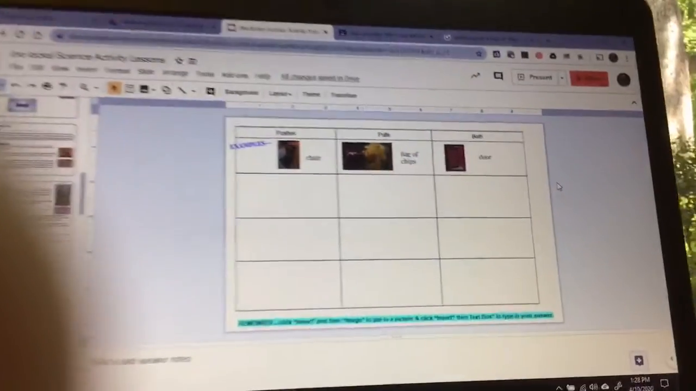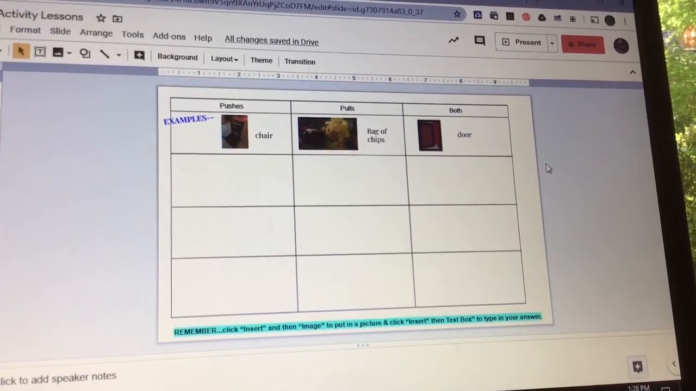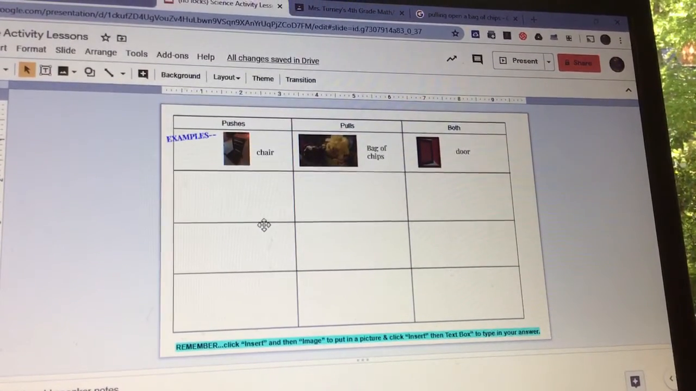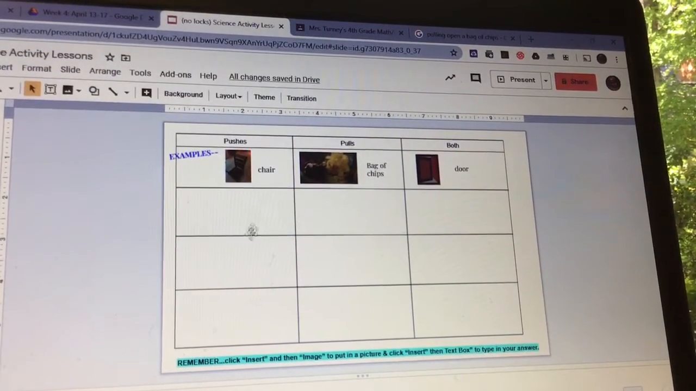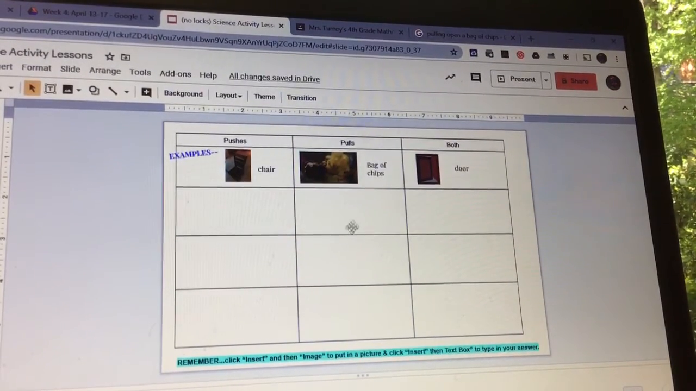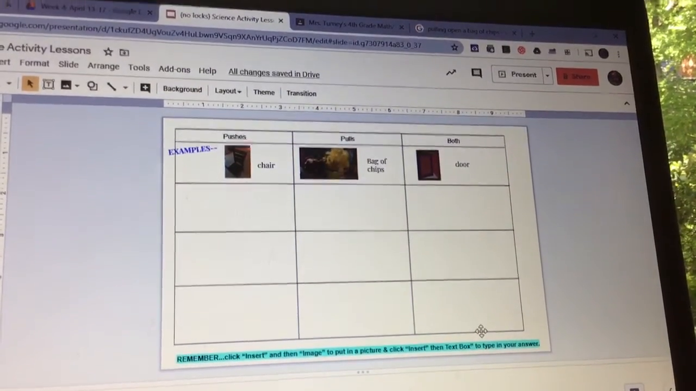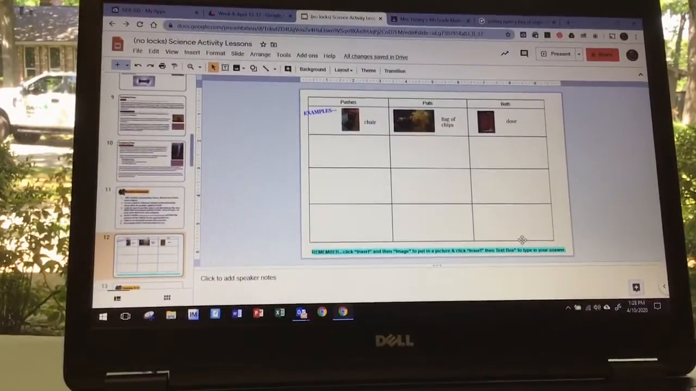So now at this point, you need to go around your house and find something that pushes, something that pulls, and something that does both. There are 3 that are here for you. I need an example of something that pushes, something that pulls, and something that does both. And you can enter the images with Google Images or something that you find or whatever you need.